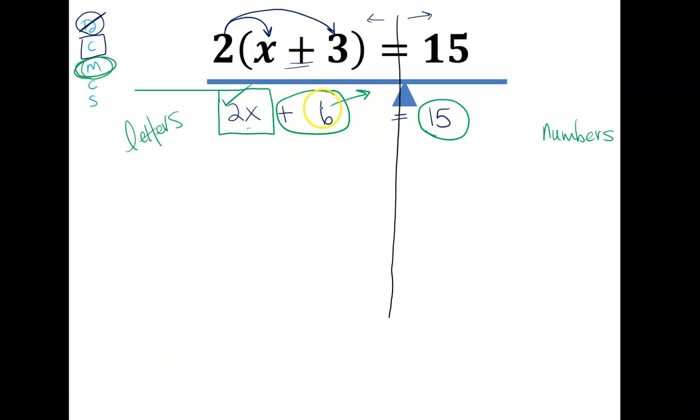Okay, the only move I need to make is this 6. I've got to get rid of this plus 6. How do I get rid of a plus 6? I do the exact opposite of plus, which is minus. I'm going to do minus 6 on this side and a minus 6 on this side.